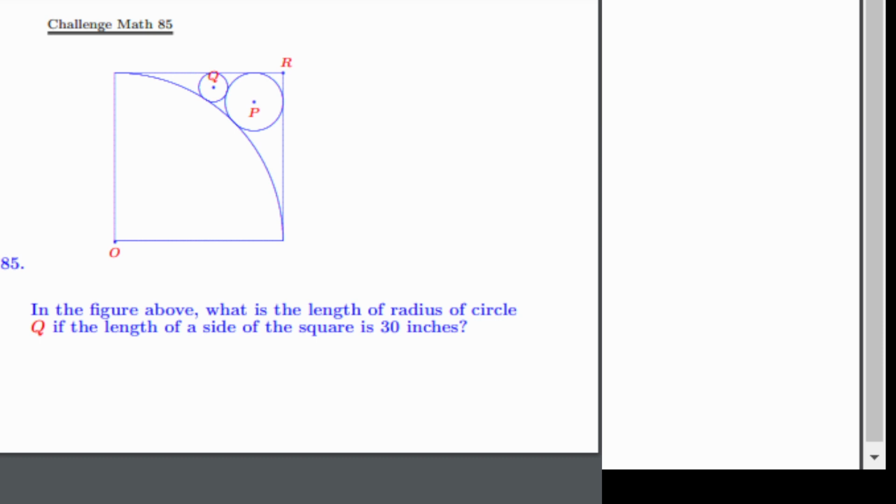Now I will go over challenge question number 85. Okay, the question asks, in the figure above, what is the length of a radius of a circle Q if the length of a side of a square is 30 inches?